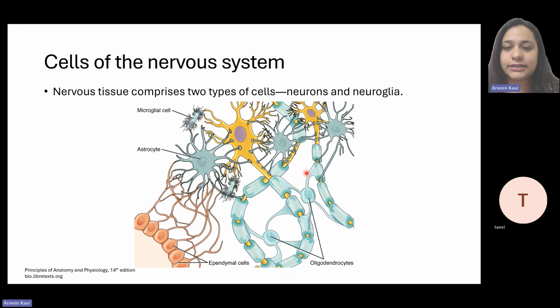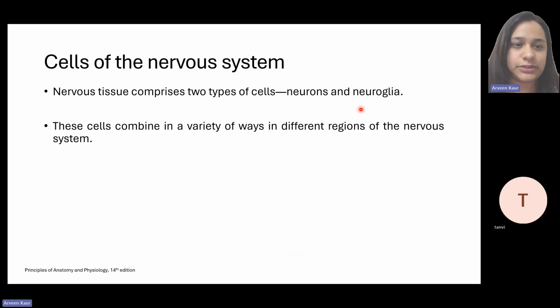Okay, I accidentally muted myself. What I said was that all these cells that are marked are basically the glial cells of the central nervous system, right? So I hope that was not muted earlier also.